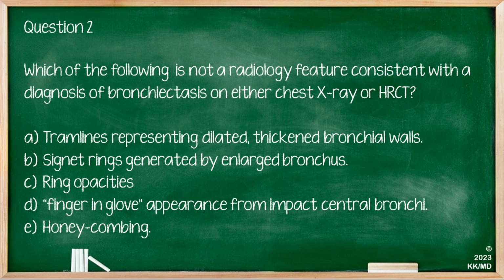And options A, C, and D are the options that can be found on chest x-ray in cases of bronchiectasis. And bear in mind, chest x-ray, as we discussed earlier, could be normal. So it will leave you with option E, which is honeycombing, which is frequently seen as a CT scan finding in the case of pulmonary fibrosis, not bronchiectasis. If you would like a refresher on pulmonary fibrosis, please click here.